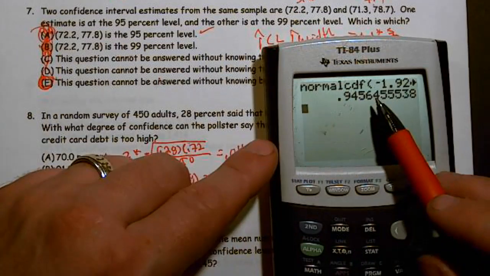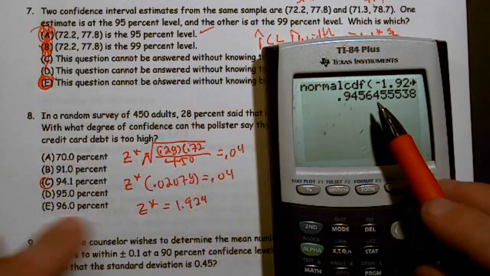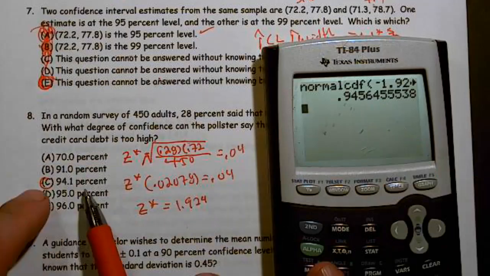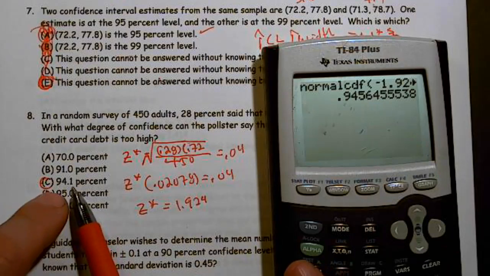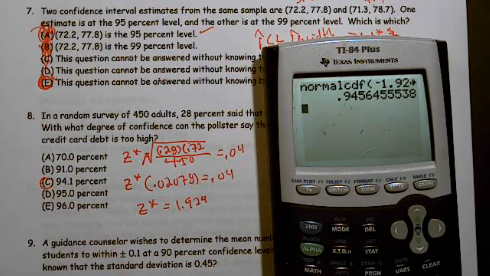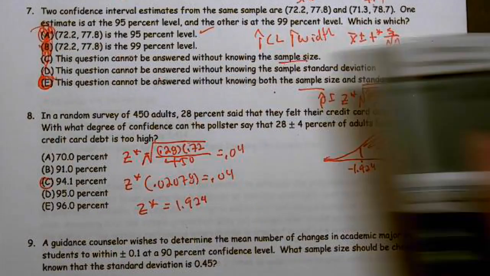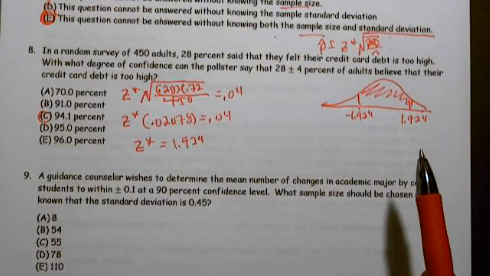And I found that 94.5%. If 94.5% had been there, that would have been the answer. But it's not, so I have to go to the next one below it. So we can say it's 94%, but we're not a full 95%. Don't round up, okay? All right, number 9.